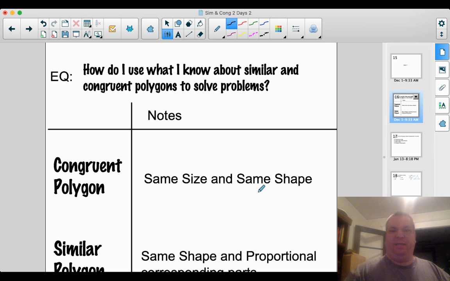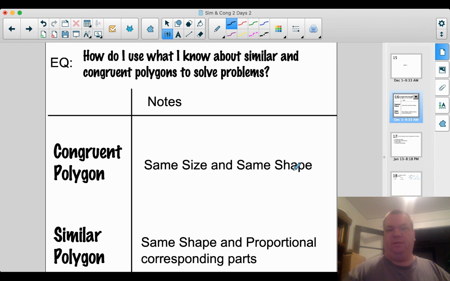Good morning, everybody. Welcome to day 2 on similar polygons. We're going to get a little practice with what we talked about yesterday.